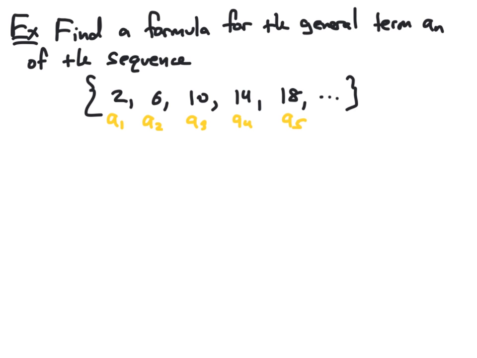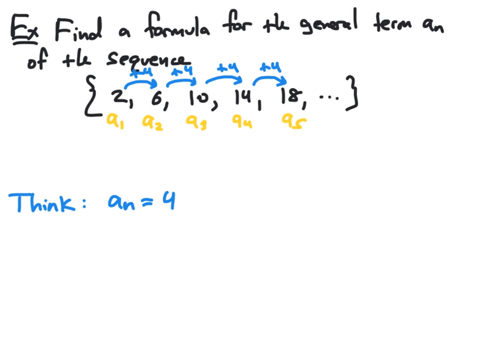Notice our sequence is being determined by taking the previous term of our sequence and adding 4. In other words, each term is formed by adding 4 to the previous term. 2 plus 4 is 6, 6 plus 4 is 10, 10 plus 4 is 14, 14 plus 4 is 18, and so on. And so this might make us think that our sequence is going to somehow be related to the sequence a sub n equals 4 times n. Because each time n increases by 1, the sequence term here would increase by 4.